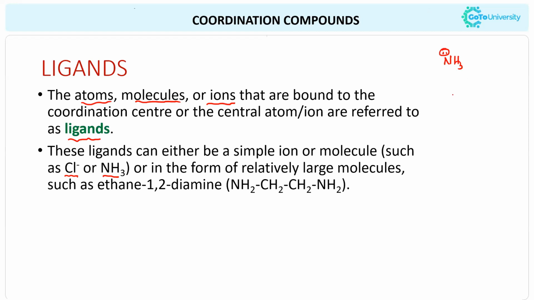Now, negatively charged ions such as Cl- ions can also behave as a ligand, because chlorine atoms have lone pairs of electrons. One of the lone pairs can be donated to the central metal atom. So the ligands may be either negatively charged ions or neutral molecules.